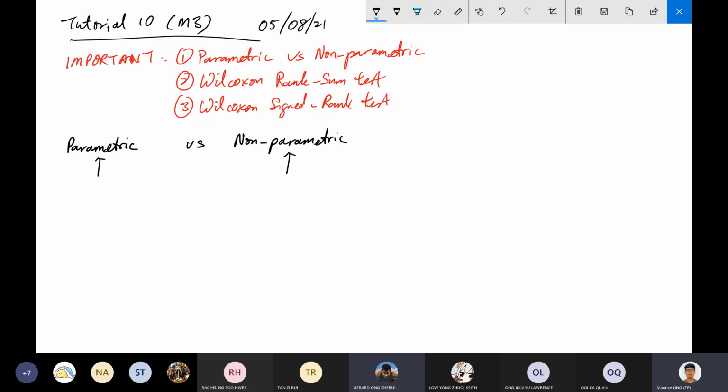Okay, so you are kind of close to the answer, but that's not the actual answer. The actual answer is: parametric means the data is normally distributed. Non-parametric means that the data is not normally distributed. That's all.